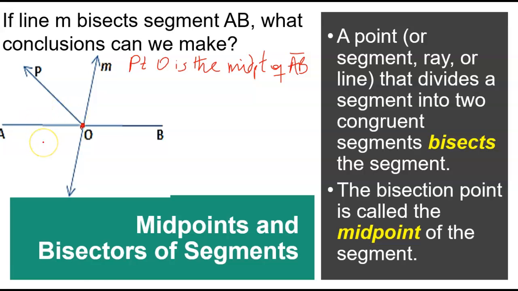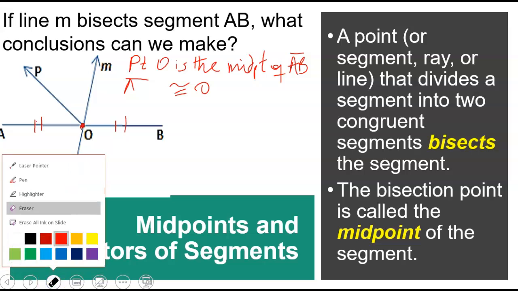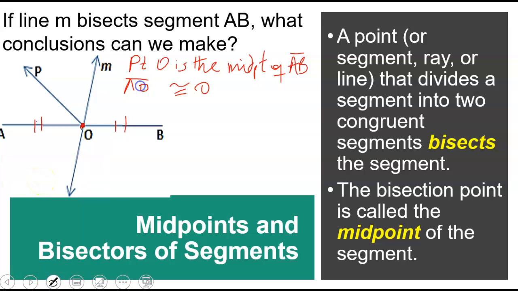Then we can also say segment AO is congruent to segment OB because of that bisection. Therefore, the distance AO is equal to the distance OB.